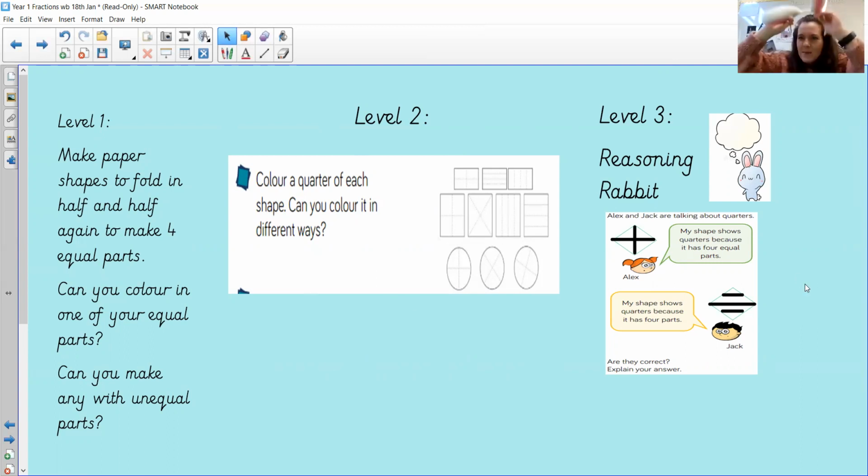Level 3, oh, I've got to put my reasoning rabbit ears back on. Okay, reasoning rabbit today. We've got Alex and Jack talking about quarters. Alex has said, my shape shows quarters because it has 4 equal parts. And then Jack has said, my shape shows quarters because it has 4 parts. So you've got to have a think, is Alex right? Is Jack right? And can you tell us more? Can you maybe talk to your grown-up and your grown-up can write down what you've said, or can you write it yourself? Okay, so those are the challenges today, which will be sent in an attachment.